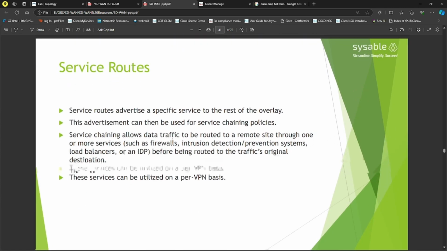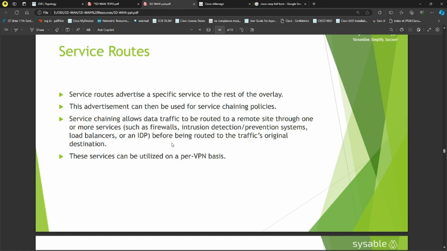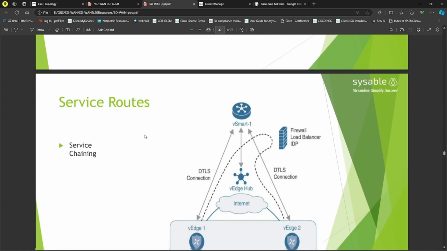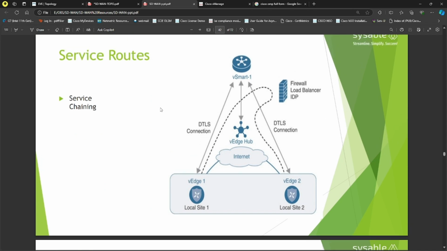And for service routes, we already discussed a specific service. For the rest of the overlay, like traffic going between branch 1 and branch 2, we took an example: if they want to communicate with each other, they have to go via the firewall. This would be the best example for the service route. Whenever local site 1 wants to communicate with site 2, they will go via the firewall or the load balancer or the IDP or IPS, and they are able to reach. So we have to steer that, and we have to create a policy for that. I hope this was informative for you, and thank you.